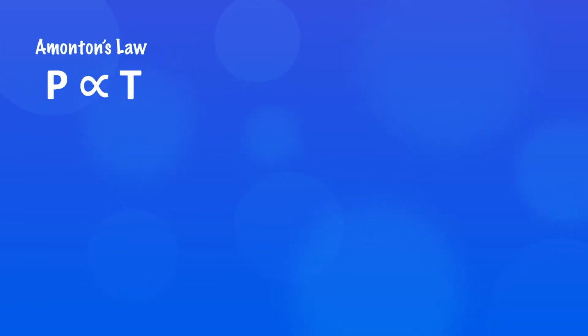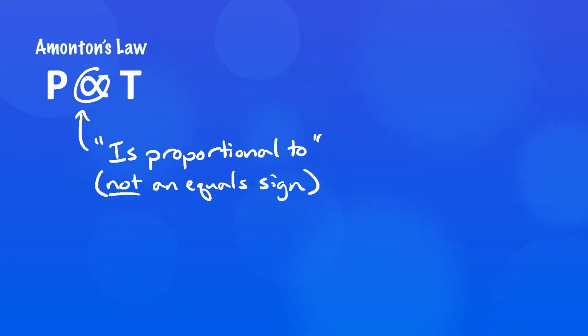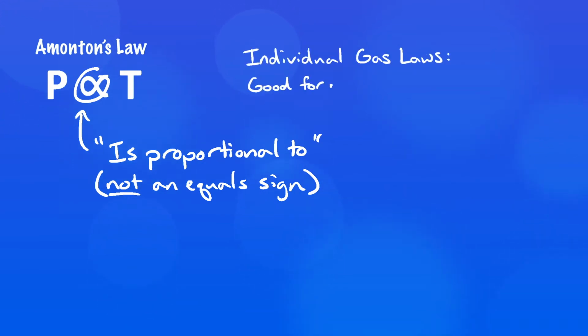We mentioned last time that these are proportionalities and not equations. Just in case it's been a while, this sign does not mean that the pressure of a gas is always equal to its temperature. Rather, it means that if one of these properties changes and everything else stays the same, the other property changes in the same way. And that's really the key here. The individual gas laws aren't much use if you want to know something about a single set of conditions, but if you want to predict changes, they can come in really handy.